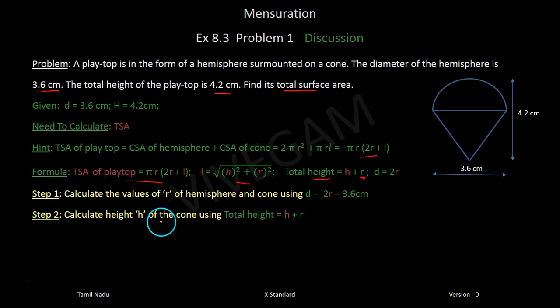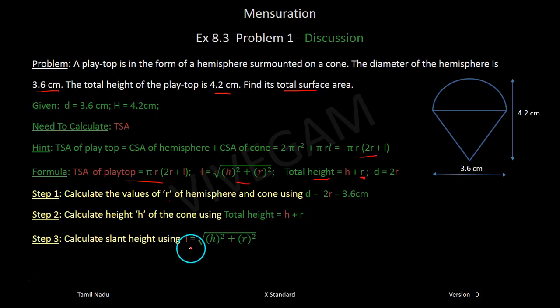Step 2. Calculate the height of the cone using total height equal to h plus r. The total height is 4.2 centimeters. So 4.2 will be equal to h plus r, which you have calculated as 1.8. From which you can calculate the height of the cone.